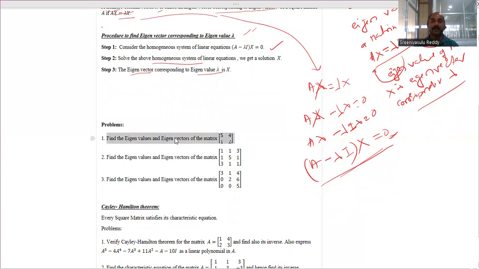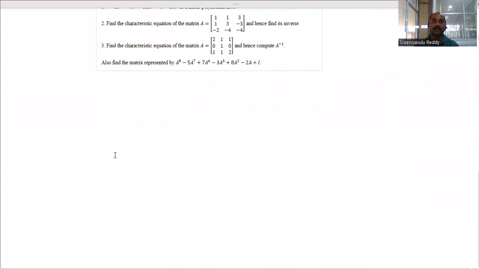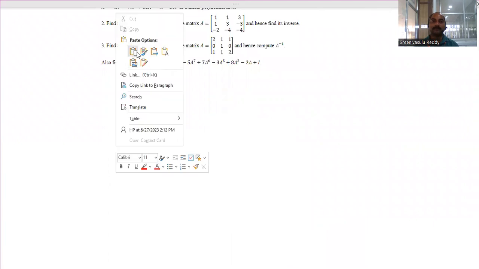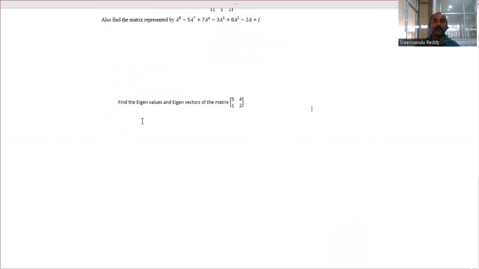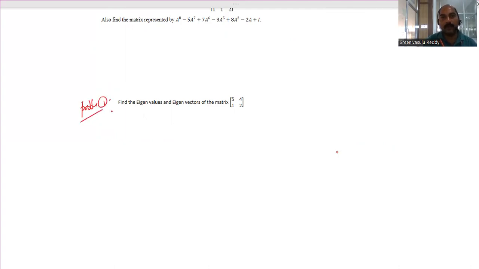Now I am going to find eigenvalues and eigenvectors for the first problem. Here I provide 3 problems. So first I am going to solve the first problem. This is Problem 1. Do you understand my handwriting? I have some problem. Okay, answer.